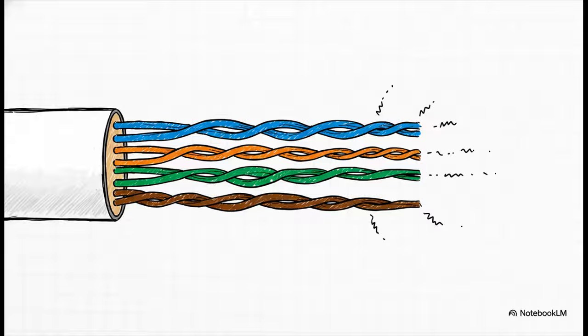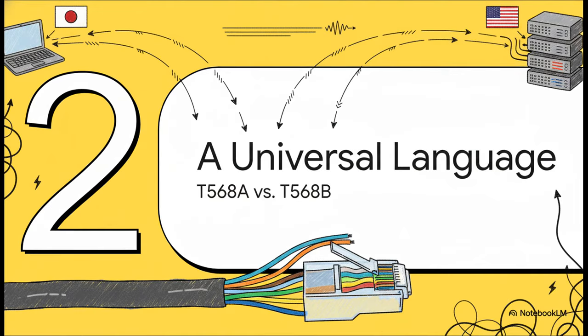Each of the 4 pairs of wires has a slightly different number of twists per inch. Why? So they don't create crosstalk with each other. How cool is that? It is just so elegant. So, problem solved, right? The twist gives us a clean signal. But that's only half the battle.